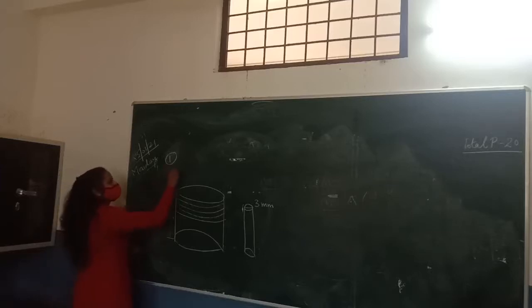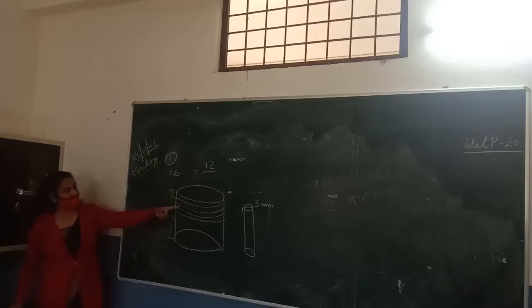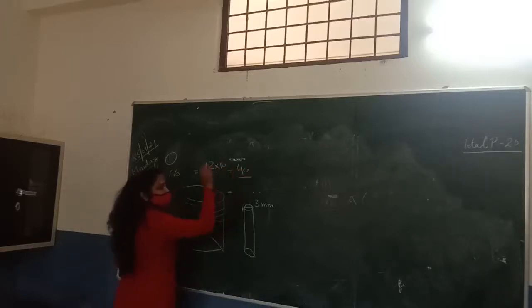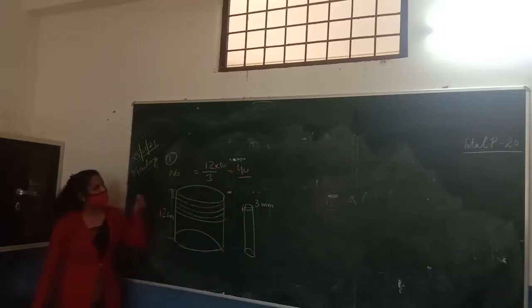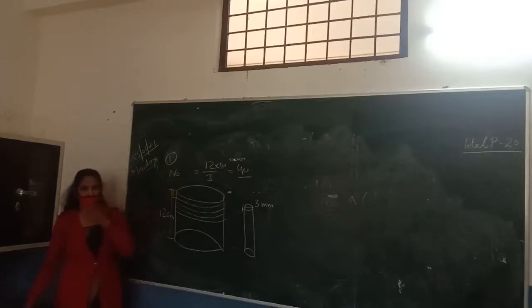So the number of turns of this wire will be the total length, that is 12, upon the thickness of the wire, that is 3 mm. Since the length is in centimeter and the thickness is in millimeter, we will convert it into centimeter. How can we convert millimeter into centimeter? Divide by 10. So 12 upon 3 by 10, the number of turns is 40. The number of turns of this copper wire which we are winding around the cylinder is 40. Clear? Now, if you want to find the length of this wire, what should we do?